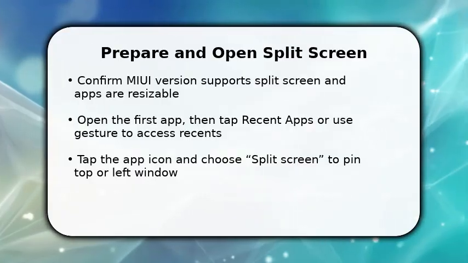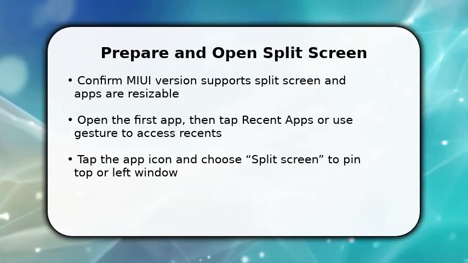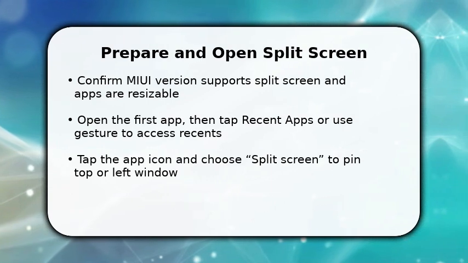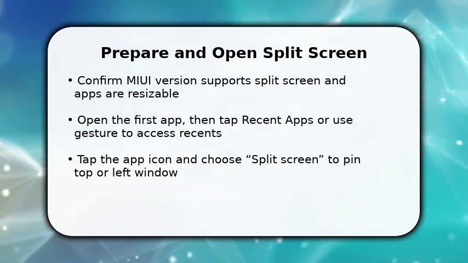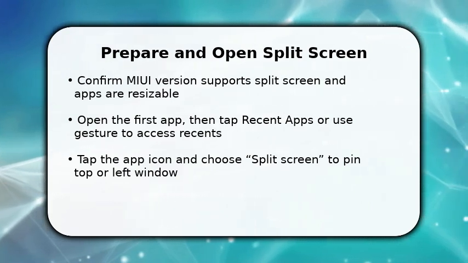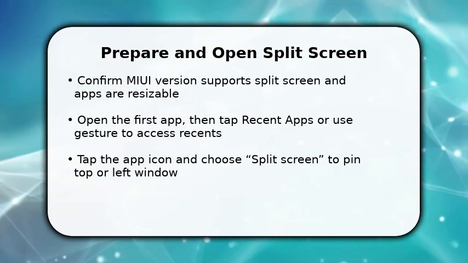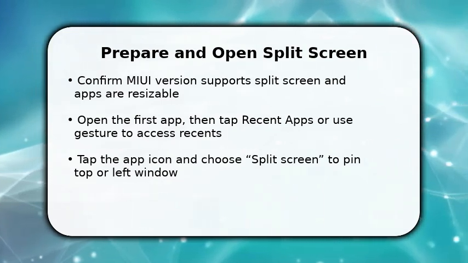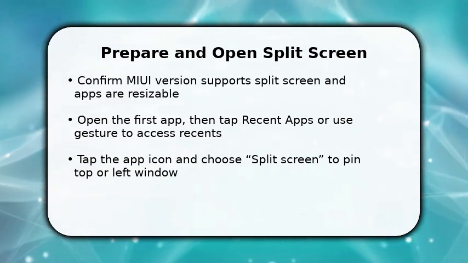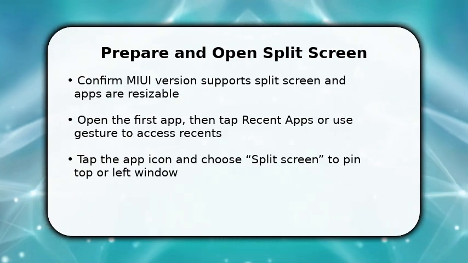You start by making sure your Redmi runs a MIUI build that supports split screen and that both apps allow multi-window. Once ready, open the first app you want visible. Then access recent apps with a gesture or button and long press the app's title bar or icon. Choose split screen to dock that app to the top or left. This step creates the first pane and tells the system you want simultaneous multitasking.